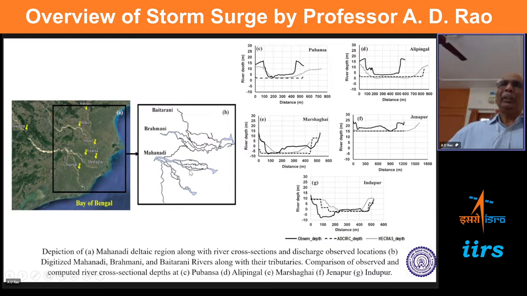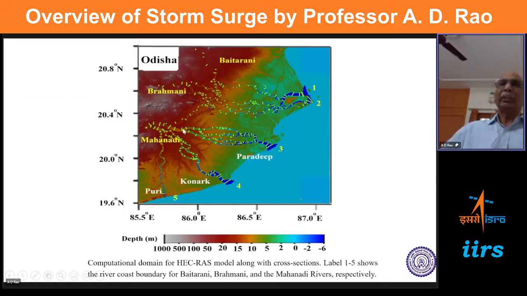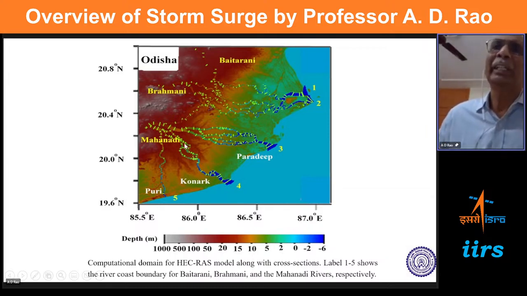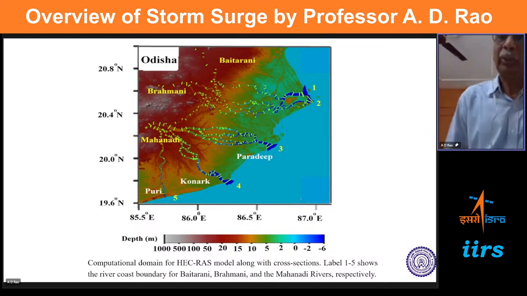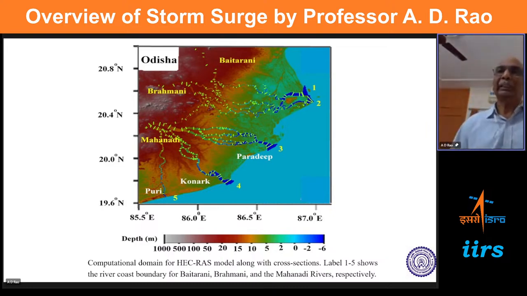So you look at the cross sections also. We have taken the cross sections also. Very laborious work, this one. At each and every tributary we have taken so many points. Why the cross section? Because the cross section is important to hold the water, the total water in terms of volume. After that only it overflows, and then only you will get the inundation over the banks. So all these things are very important.